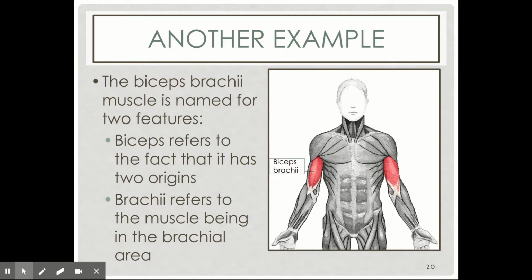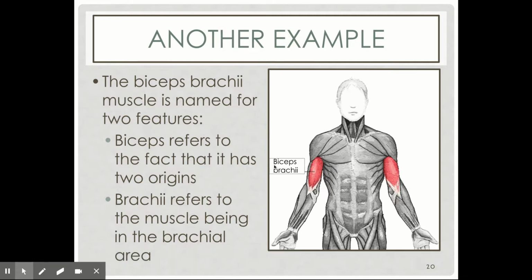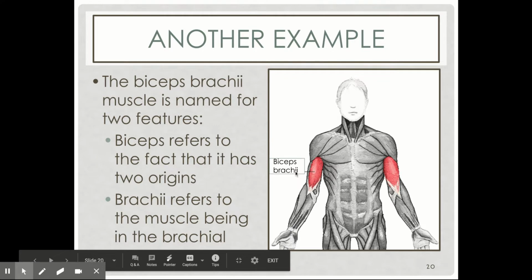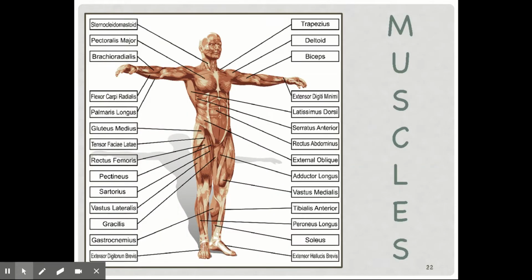Another example is your biceps. Again, your biceps are actually called the biceps brachii, and it has its name for two reasons. So it first refers to the fact that it has two origins, okay, that prefix bi. And then brachii refers to the muscle being in the brachial area. Okay, so this is what we call the brachial area, the upper arm area. And so because it has two origins and because of the location, it is called the biceps brachii.